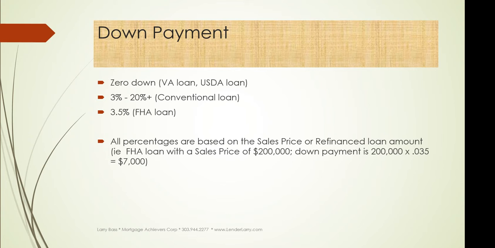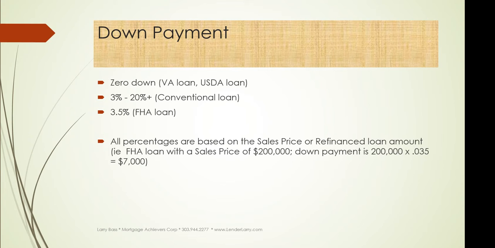Now with a conventional loan, you can go as low as 3% down. So 3% of $200,000 is $6,000 down, or you can go to 20%, which would be $40,000 down. So your loan amount would be $160,000, the 40 from the 200. And sometimes people will do 20% down because then they don't have what's called mortgage insurance. If you put less than 20% down, you'll have some type of mortgage insurance on the loan.